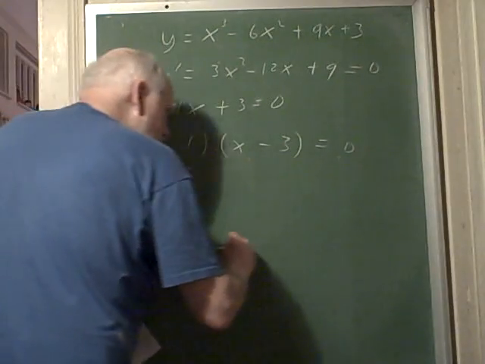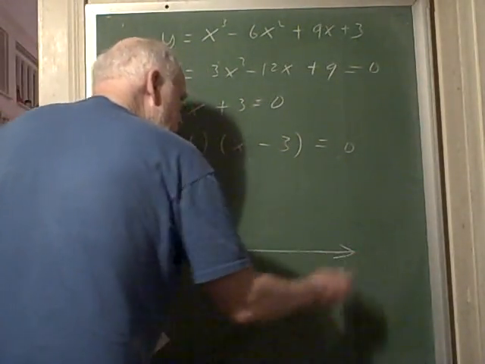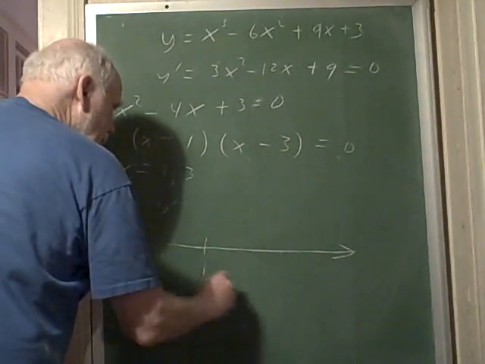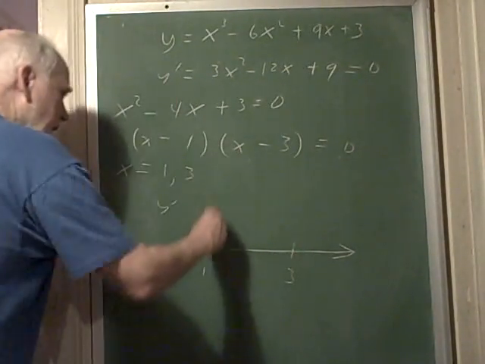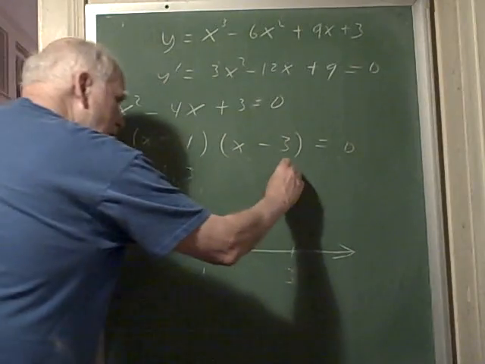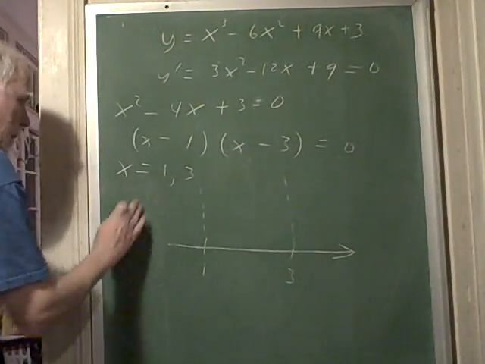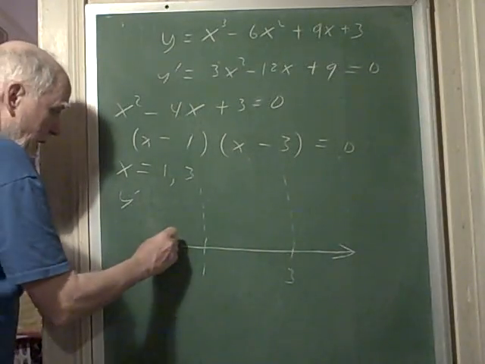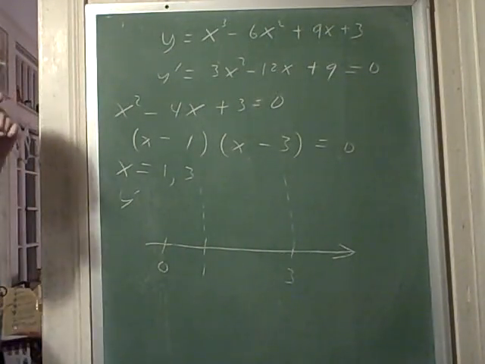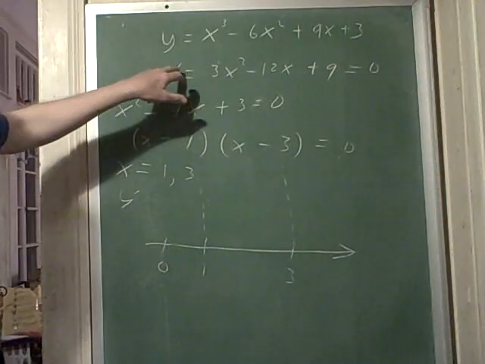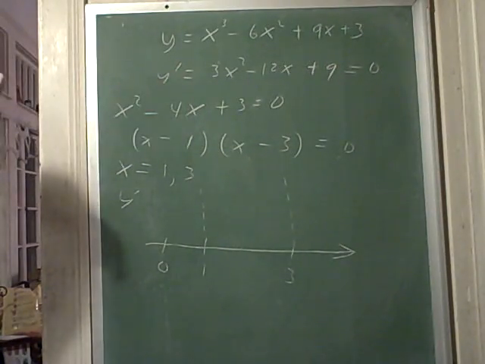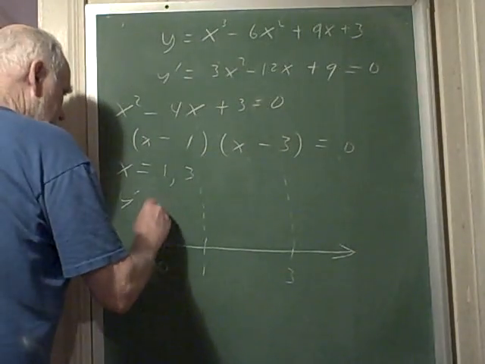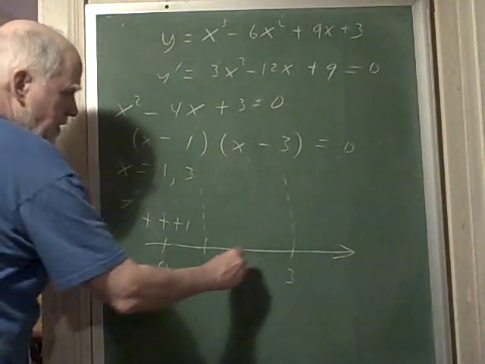So I draw my number line, and this is the number line on which I'm going to check y prime. And I've got 1 here and 3 here, and it divides the number line into regions. Let me move this y prime over just a little bit. And I have to check a point. So if I go over here and I put 0 in, that's a nice point, easy to check. I go back to the original y prime, and I put 0 in, and I get a positive number. Okay, and now I'm going to check maybe 2.